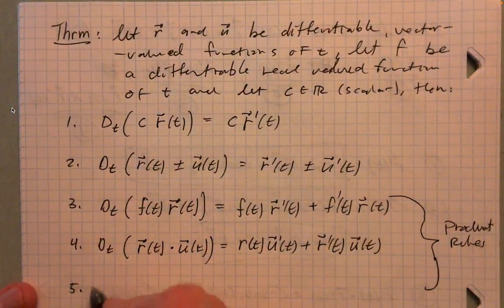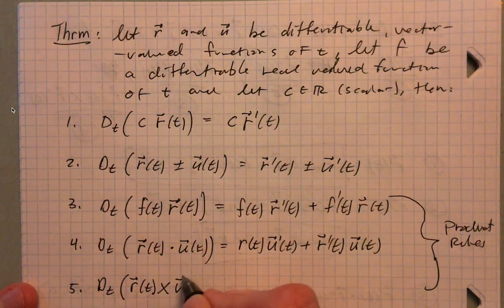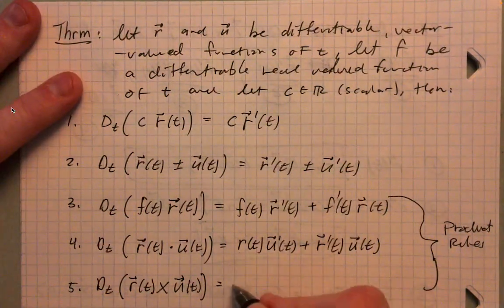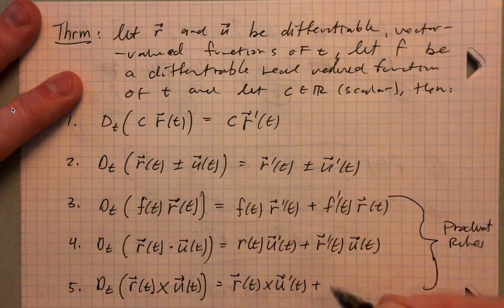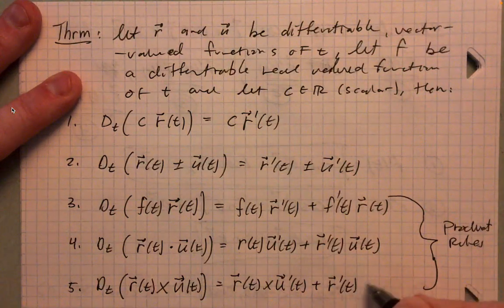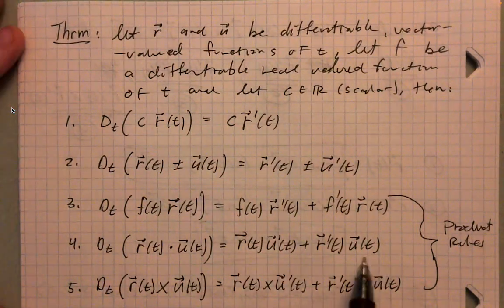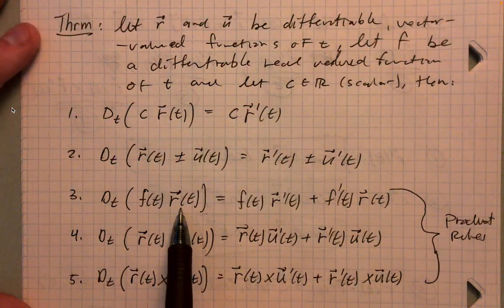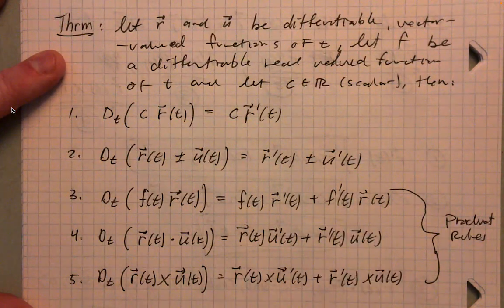And then number 5 is basically the product rule for the cross product. These are all 3 different kinds of products you can get with vectors, and here again you get r of t cross u prime of t plus r prime of t cross u of t. Just like the previous 3, it's all the same pattern. Here you're doing a real valued function times a vector valued function, here you're dotting 2 vector valued functions, and here you're crossing 2 vector valued functions. But all 3 of them just use the product rule.